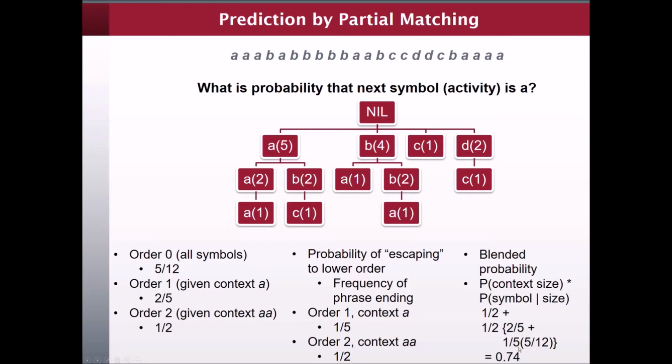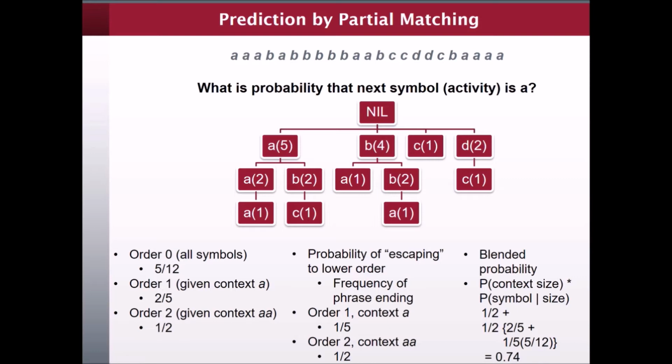So the probability that it is going to be an A that we observe next in our sequence of symbols, or activities, or whatever we're trying to predict, is 1/2 for a phrase of length 3, plus 1/2 times the quantity 2/5 for a phrase of length 2, plus 1/5 times the quantity 5/12 for a phrase of length 1, or a probability of 0.74 that A is the symbol we're going to observe next.